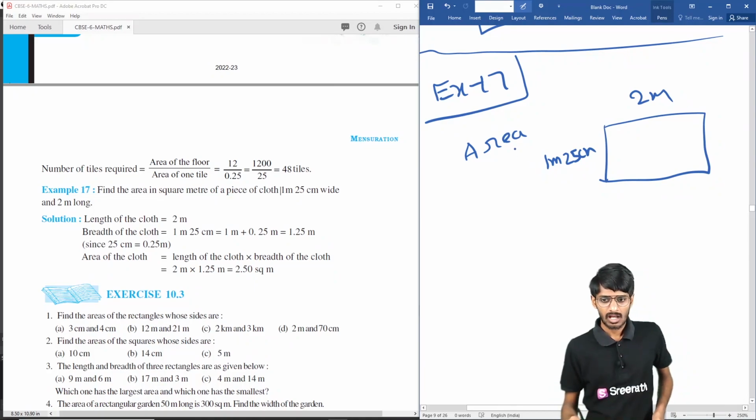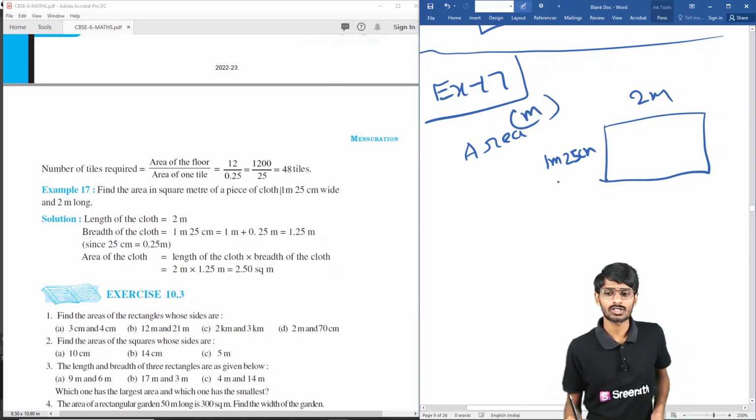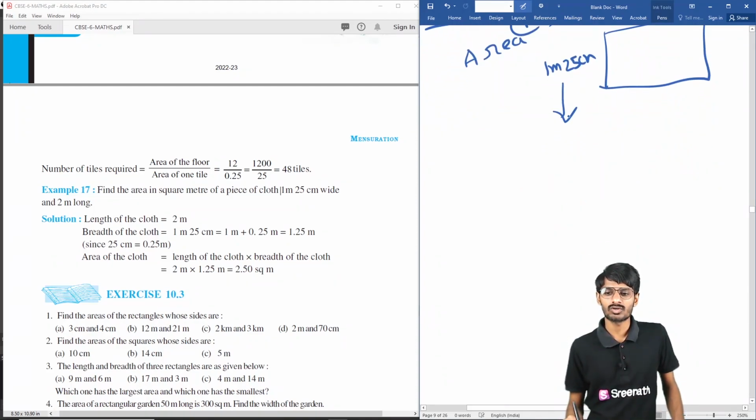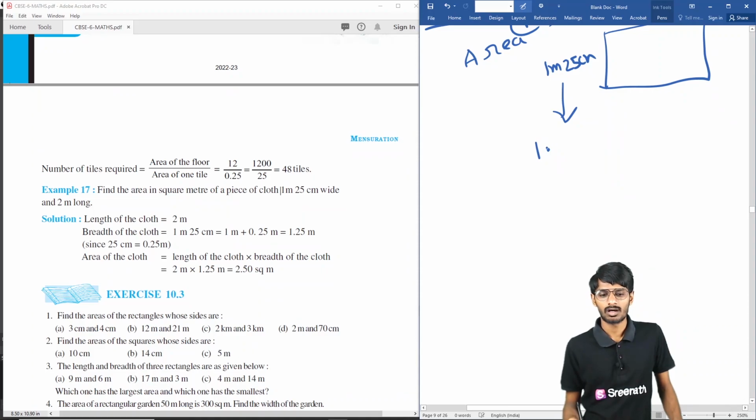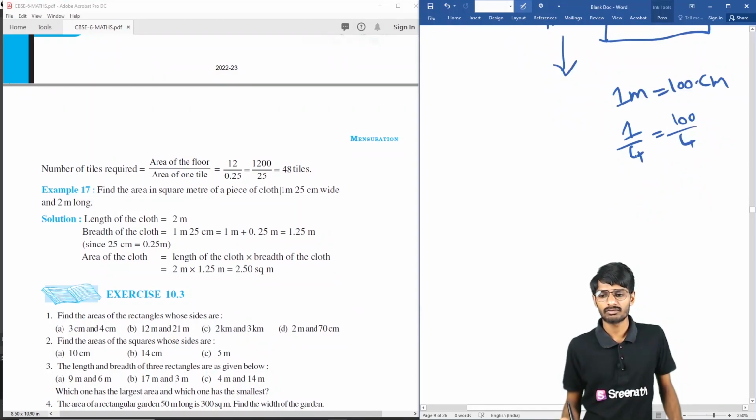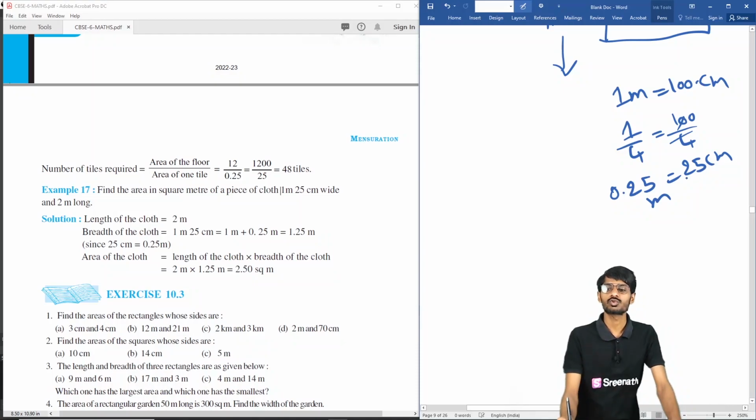We have to find the area in meters, not in centimeters, so we have to convert everything into meters. So 1 meter 25 centimeters is nothing but, we know 1 meter equals 100 centimeters. If you divide both sides by 4, 100 by 4, then 1 by 4 is 0.25, so 25 centimeters is 0.25 meters.